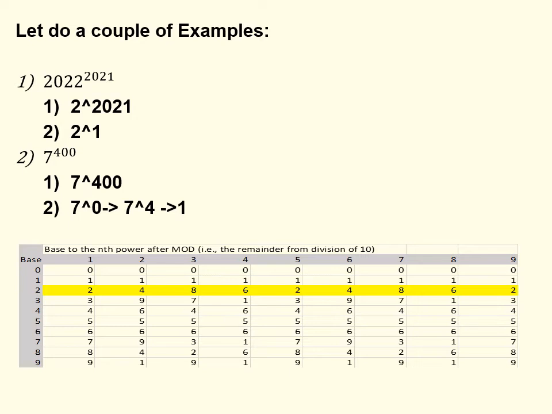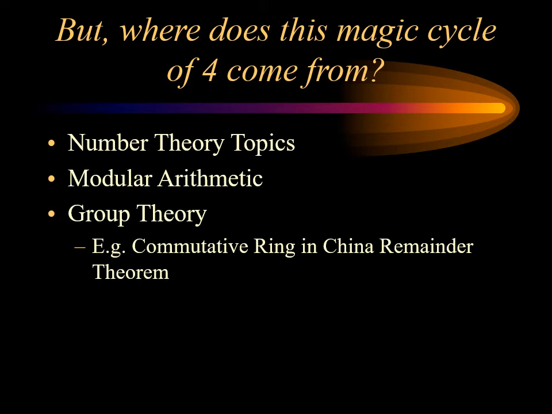Now let's go above and beyond what we have been talking about. Where does this magic cycle of 4 come from? Why do all the digits, when we do modulo 10, have these magical cycles in the remainder, always coming full circle after the 4th iteration of the power operation?